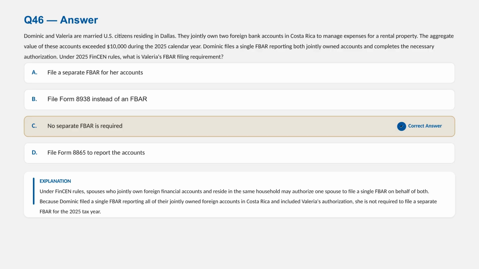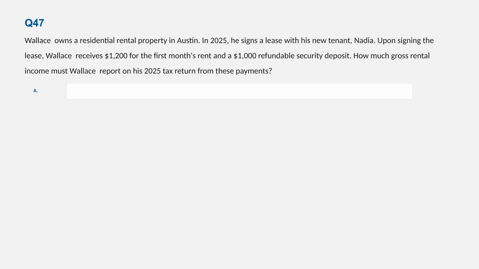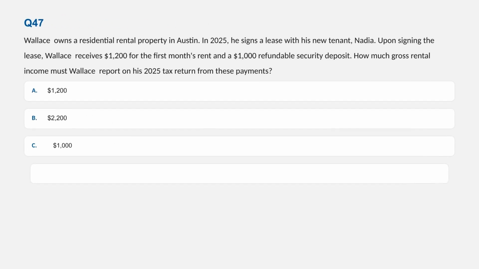Great, now let's move to our next question. Alright, let's move to question 47. Wallace owns a residential rental property in Austin. In 2025, he signs a lease with his new tenant, Nadia. Upon signing the lease, Wallace receives $1,200 for the first month's rent and a $1,000 refundable security deposit. How much gross rental income must Wallace report on his 2025 tax return from these payments?